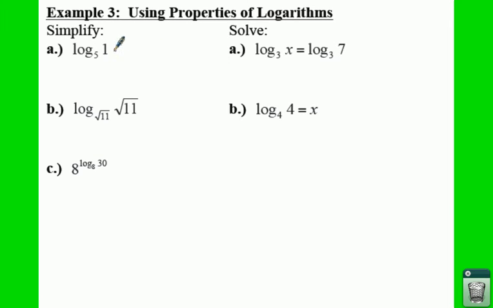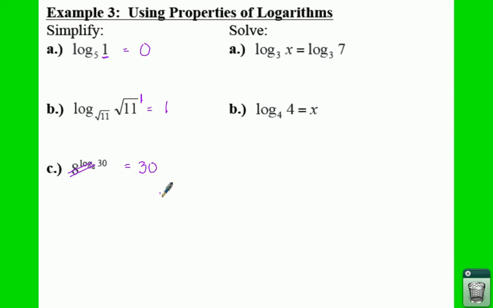So if we have log base 5 of 1, we know since this is a 1 here, that's just going to be equal to 0. For B, we have a log base radical 11 of radical 11. Well, our exponent that's right here is a 1. What are we going to raise the radical 11 to equal radical 11? That's going to be 1. And then we also have, if you have a base 8 that's raised to the power of log base 8 of 30, well, this 8 and this log of 8 cancel, and you end up getting just 30. And that's your solution for that.